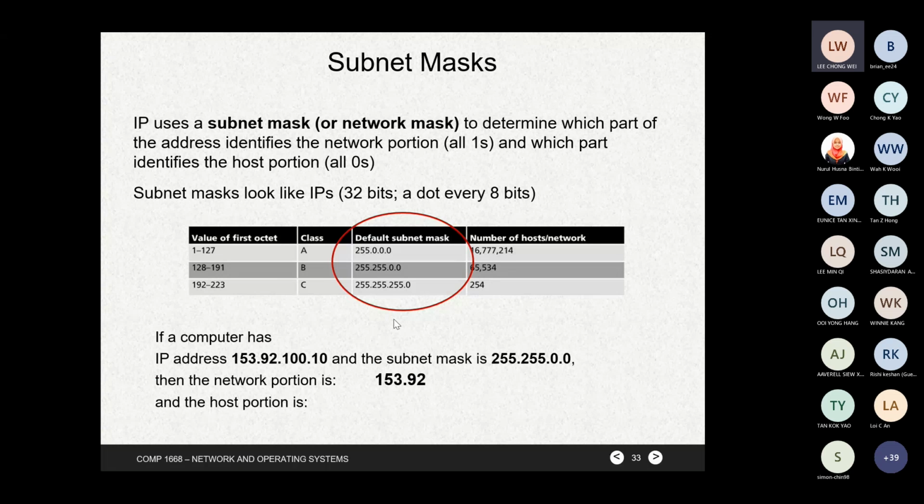Okay, that's an example of subnet mask. So you have network portion and host portion. For this class B, the IP address is 153.92, and the host portion is 100. Because this is host, this is network.